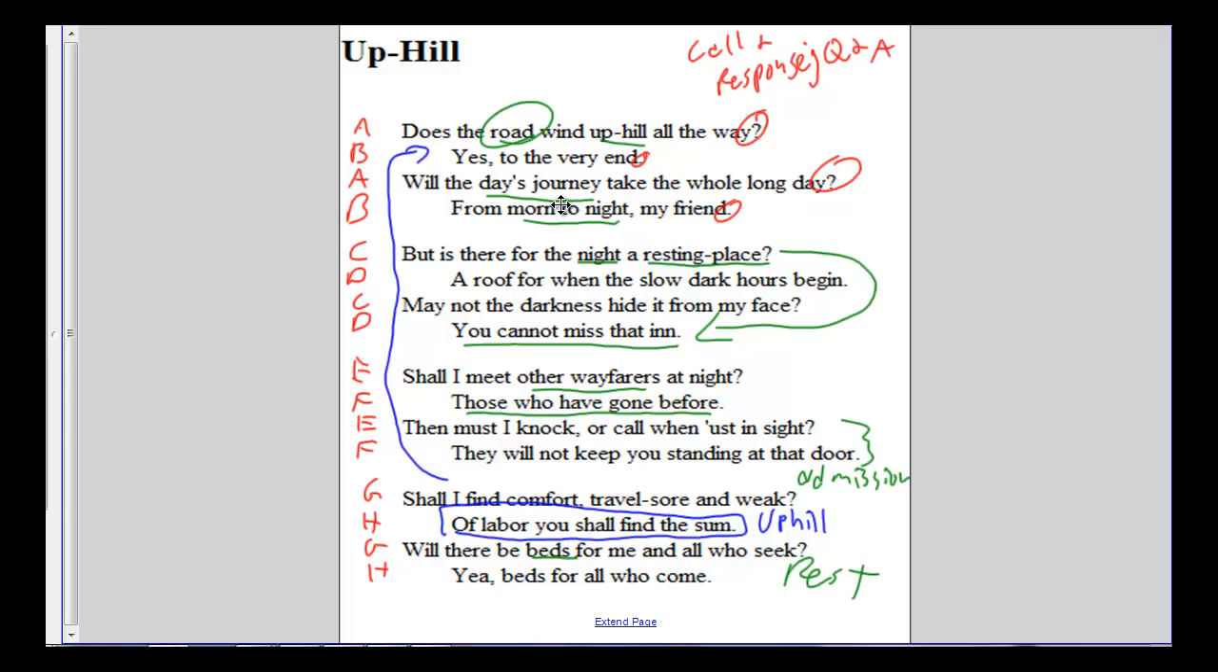And it sounds troublesome. But is there for night a resting place? A roof for when the slow, dark hours begin. Don't worry, you can't miss it. You'll meet others who've gone before, and they'll let you in. And there are beds for everyone who comes, and still this interesting line, "Of labor you shall find the sum," that we need to dig into.